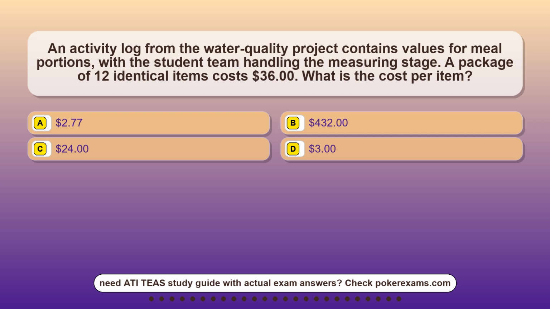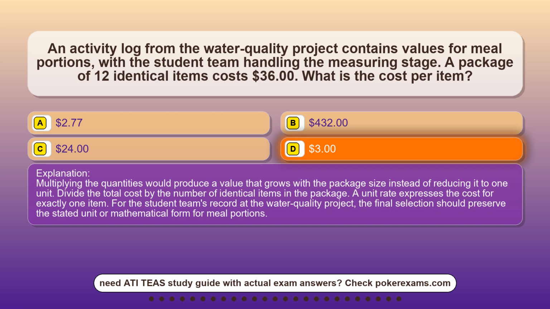Option A, $2.77. Option B, $432. Option C, $24. Option D, $3. The correct answer is option D, $3. Multiplying the quantities would produce a value that grows with the package size instead of reducing it to 1 unit. Divide the total cost by the number of identical items in the package. A unit rate expresses the cost for exactly 1 item.